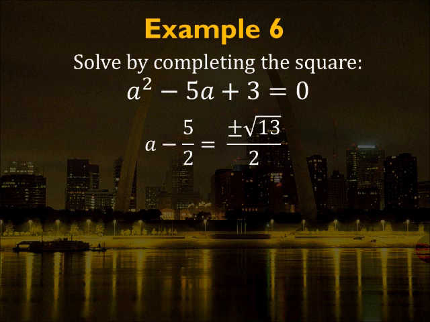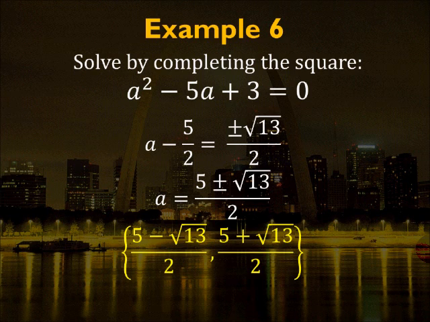And now add 5 halves to both sides, and you get 5 plus or minus the square root of 13 over 2, and write your answer as a solution set: 5 minus root 13 over 2, and 5 plus root 13 over 2. So sometimes you're not going to get pretty answers. Sometimes you're going to get fractions. That's part of dealing with completing the square.